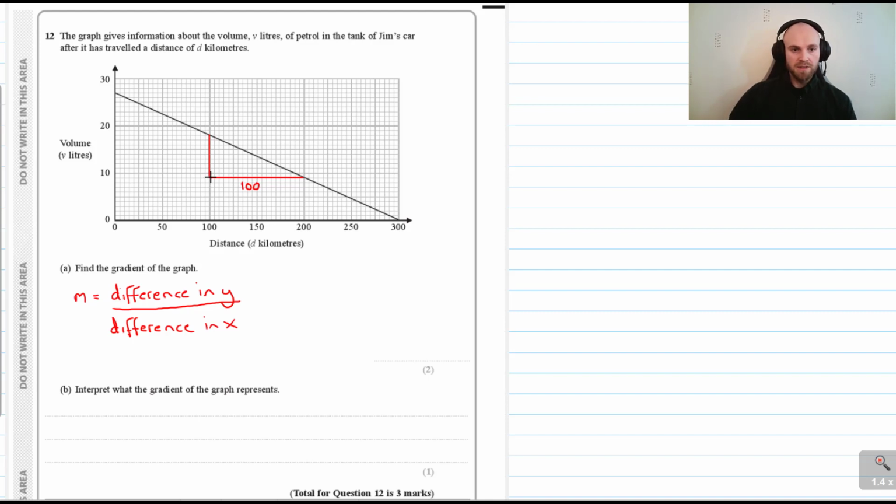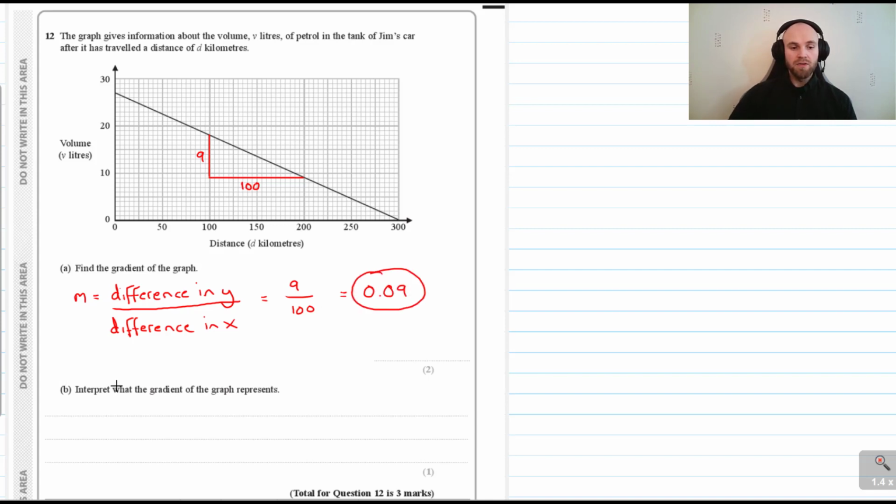So we know that this one starts off at 9, and it goes all the way up to 18. So that means that this length here is going to be 9. This y value is going to be 9. So when it comes to the gradient, we know that the gradient is the difference in y divided by the difference in x. Well, the y value is going to be 9. The x value is going to be 100. And just to simplify this a bit more, the gradient is going to equal 0.09.